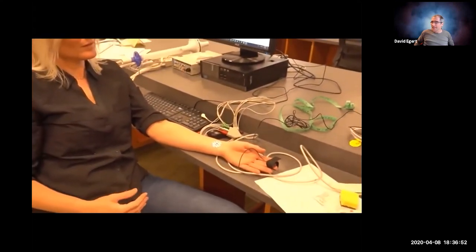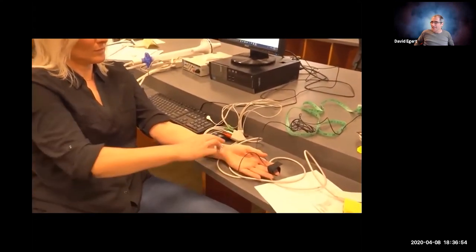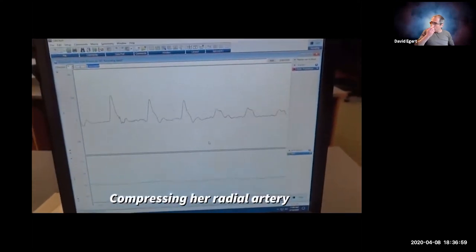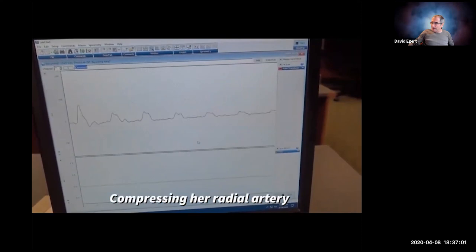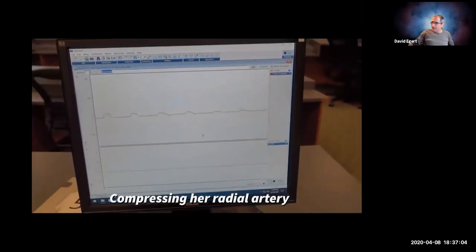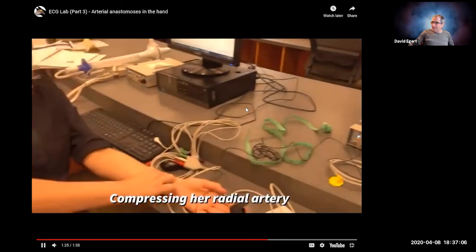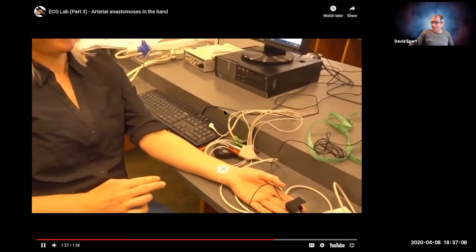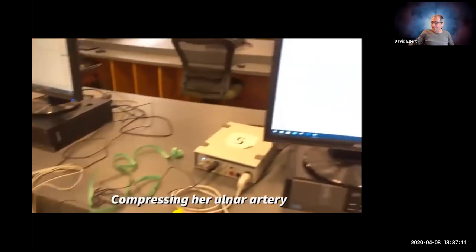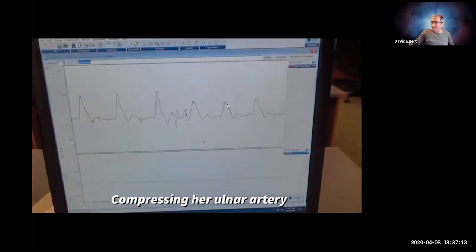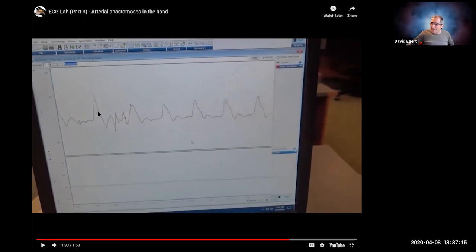Okay. All right, now go on to your radial. It's down, nice, but it's still there. All right. Go on to your ulnar. So again, here you can see it's going down. Which artery do you think, the radial or the ulnar, is supplying the majority of the blood to her finger?